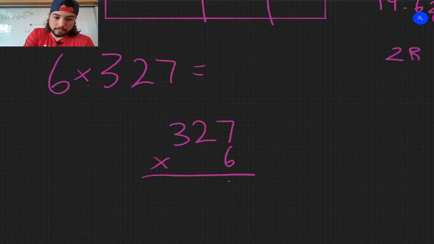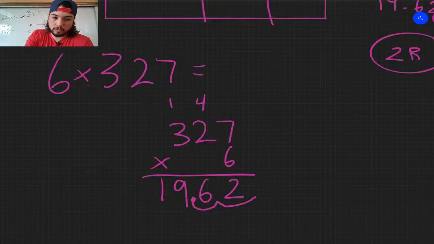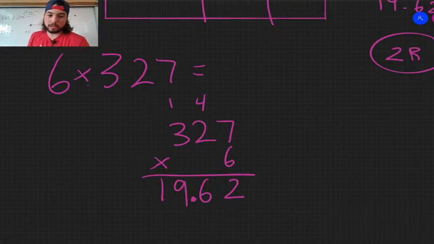So 7 times 6 is 42. 2 times 6 is 12, plus those 4 tens equals 16 tens. And then 6 times 3 is 18, plus that 100 is 19 hundreds. Then at the end, now we've got to take our decimal point and move it 2 places, 1, 2, to divide by 100, to get rid of that multiplication that we did. And lo and behold, 19 and 62 hundredths.